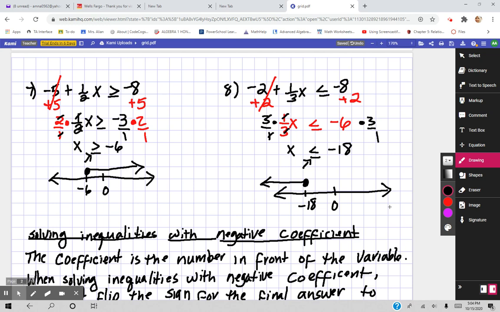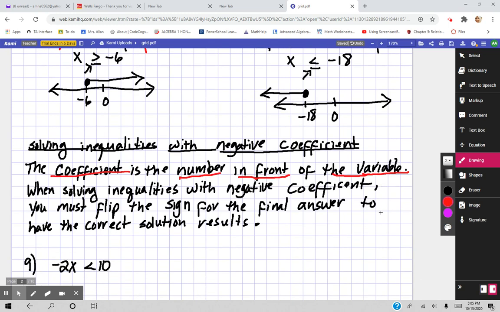Okay, up to now, problems 1 through 8, we were working problems that had positive coefficient. So this is your new vocabulary word, coefficient. So what is the coefficient? It's the number in front of the variable. The number in front of the variable is called the coefficient. Okay, you have to remember this.